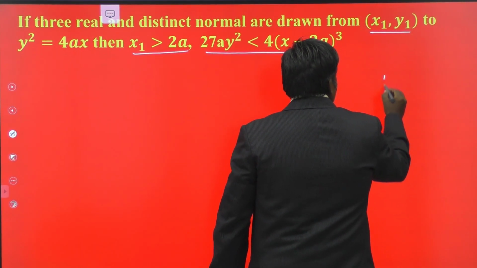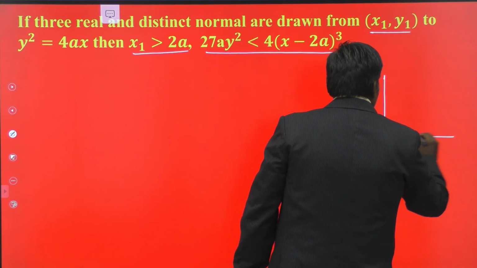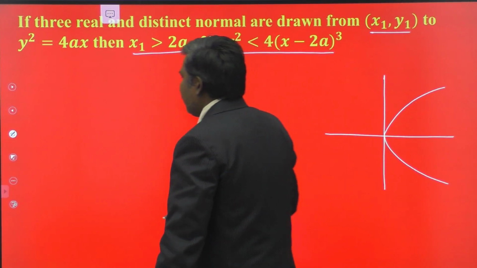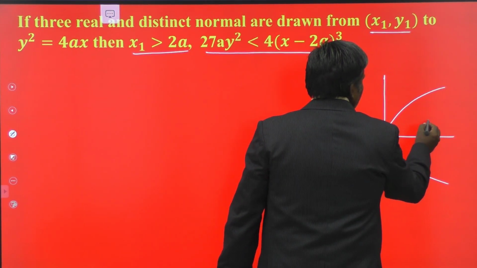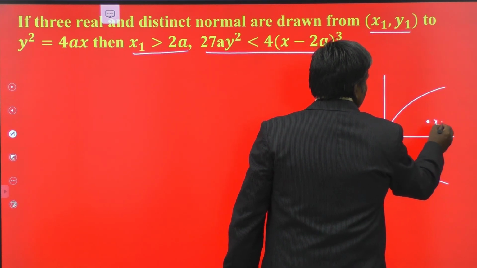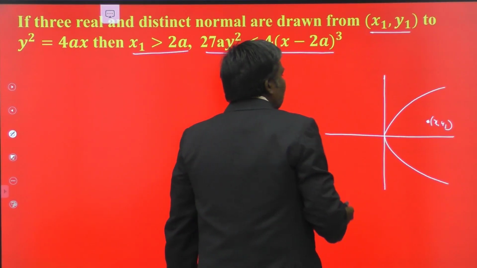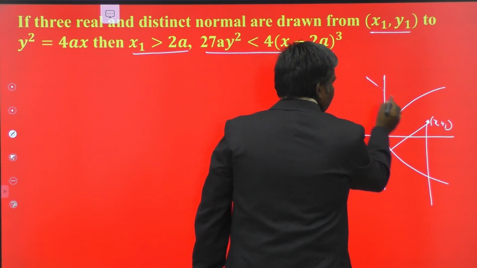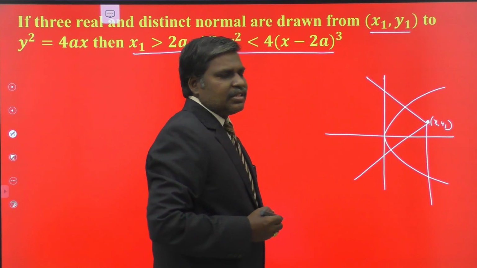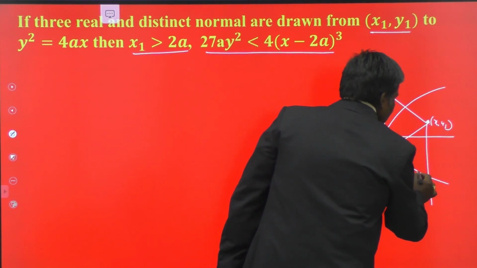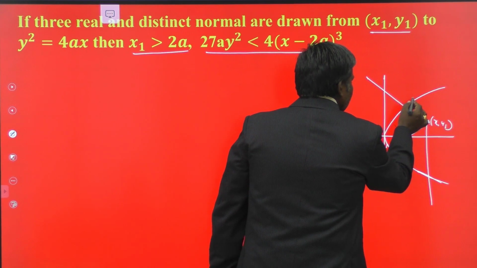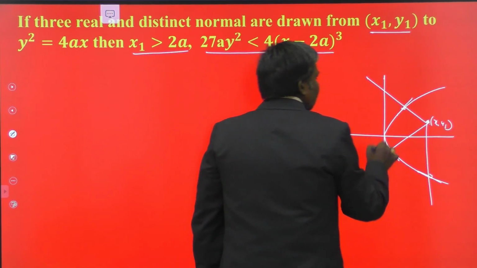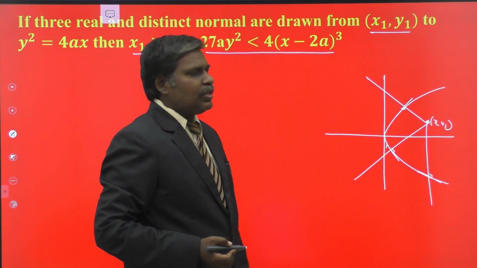Consider the parabola. This is the parabola. (x1, y1) is any point in the plane of the parabola. This is my point (x1, y1). Three normals are drawn from that point to the parabola. Suppose these are the three normals drawn from (x1, y1) to the parabola. That is the concept: at most three normals can be drawn from that point to the parabola.